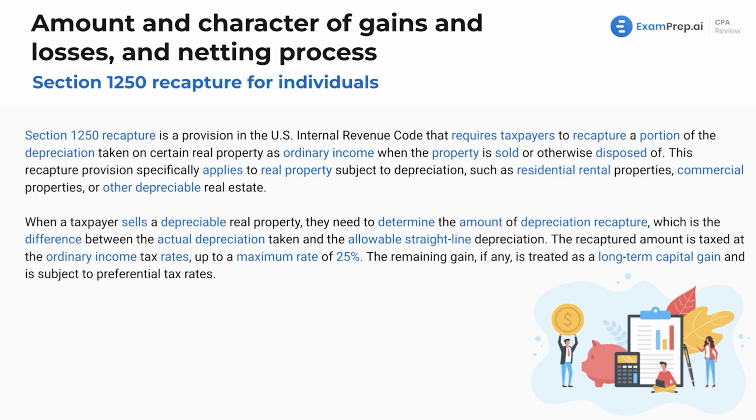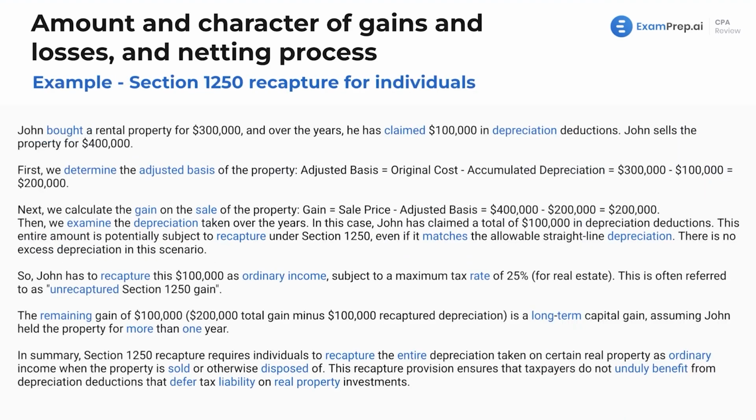real estate. Now, when a taxpayer sells a depreciable real property, they need to determine the amount of depreciation recapture, which is the difference between the actual depreciation taken and the allowable straight line depreciation. The recaptured amount is then taxed at the ordinary income tax rates up to a maximum rate of 25%. The remaining gain, if there is any, is then treated as long-term capital gain and is subject to preferential tax rates. How does this work? Let's see an example.